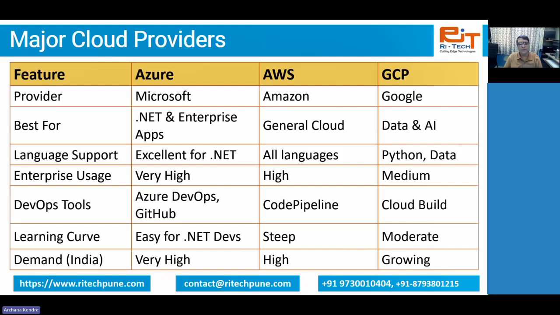Now, learning curve. It is easy for .NET devs. If you are a .NET developer, your preferred choice will be Azure. If you want to go with AWS, there is a little bit of a steep learning curve, and for GCP we have a moderate curve. Now, demand in India. If you look at the Indian market, you'll find very high demand for Azure and high demand for AWS, and GCP demand is growing because many Indian IT companies are now switching towards ML and AI. So slowly, there is growing demand for GCP.